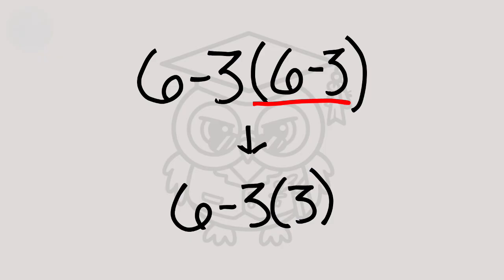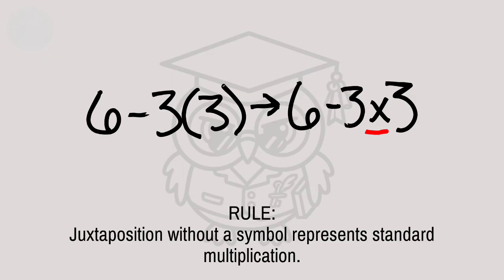Dropping this back into place updates our expression to 6 minus 3 with a 3 inside the parentheses. Now we address the number sitting directly against the brackets. In algebra, two numbers without a symbol imply standard multiplication. This means writing 3 bracket 3 is mathematically identical to writing 3 multiplied by 3.